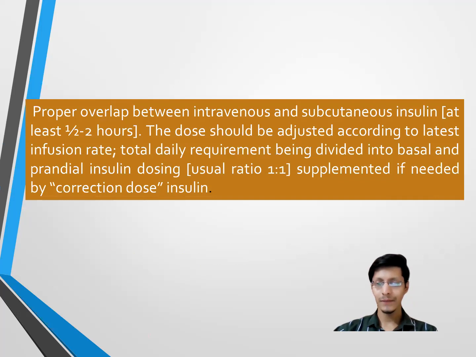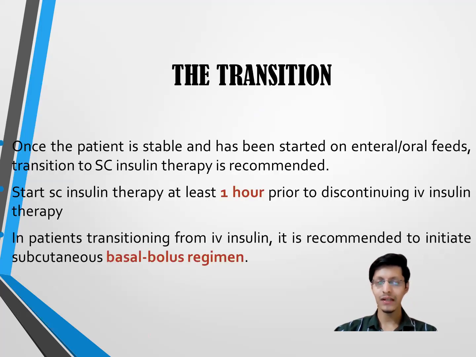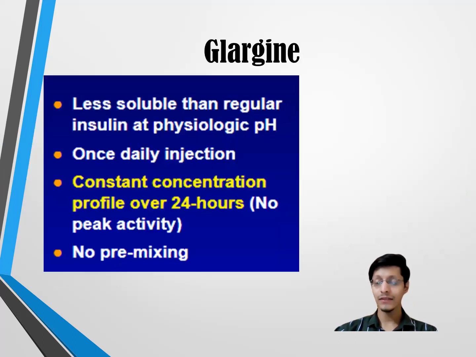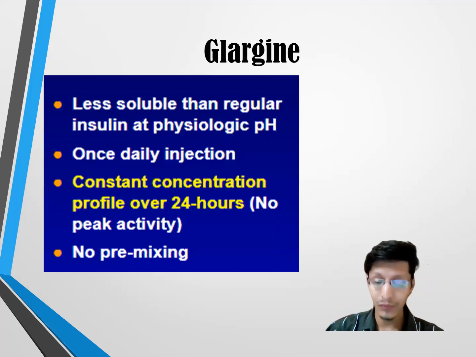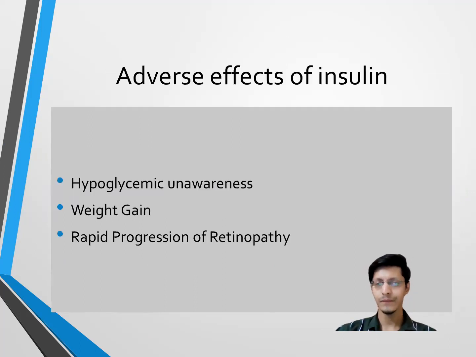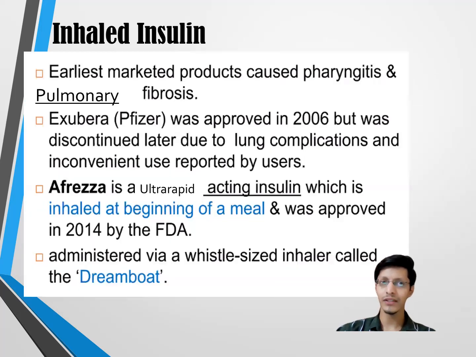Okay, and this is a transition. Start subcutaneous insulin at least 1 hour prior to discontinuing. We have already discussed this. Transitions we have already seen. Glargine, why am I discussing glargine, it has to be given. It covers 24 hours. It's a peakless insulin. There will be no hypoglycemia with glargine. Insulin degludec has a half-life of 25 hours, and steady state is achieved after 3 to 4 days, duration 42 hours. Adverse effects: hypoglycemia unawareness, weight gain, and rapid progression of retinopathy.